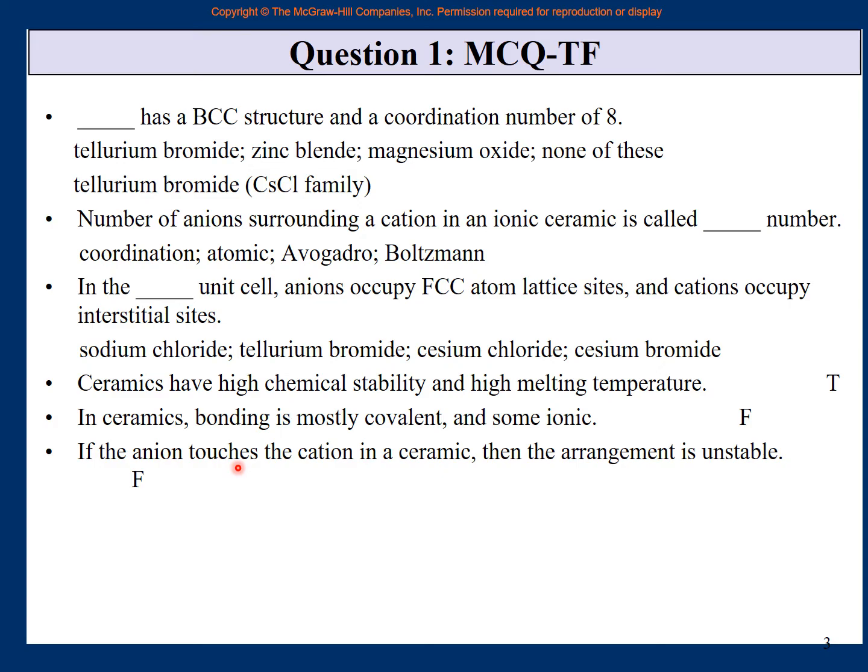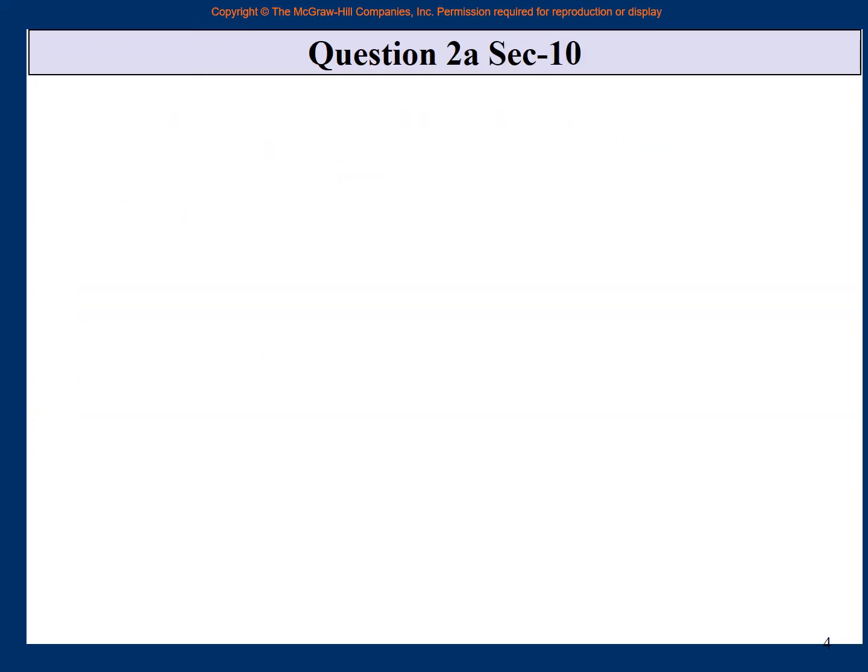If the anion touches the cation in a ceramic, then the arrangement is unstable. So where we were talking about stability and so on, we showed you that if the smaller atom is too small to fit the cavity, to fit the interstitial gap, then there will be instability. But if it is exactly touching, then it is a stable one. So this is opposite, right? If it touches the cation, then it is stable. So this is a false statement. With that, this was an idea of some of the multiple choice and true false.